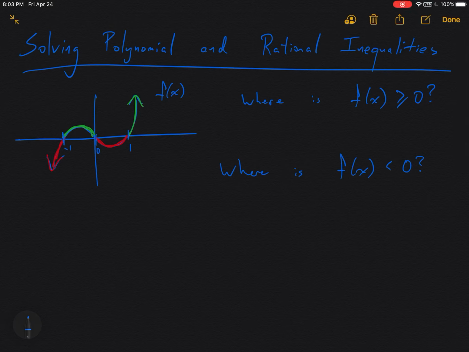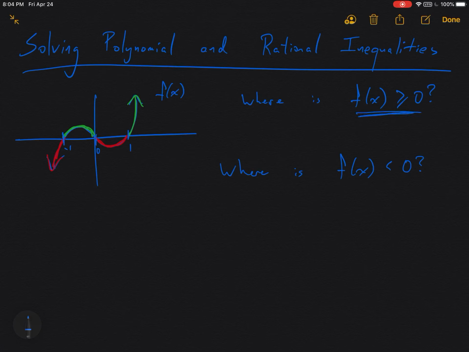For our last section, we're going to be talking about solving polynomial and rational inequalities. At the very beginning of this class, we talked about solving linear equations, and then we talked about linear inequalities. We're going to do the same thing now for polynomial and rational equations and then inequalities. Recently in unit 3, we talked about solving polynomial equations and solving rational equations. And now we're going to talk about the inequality version.